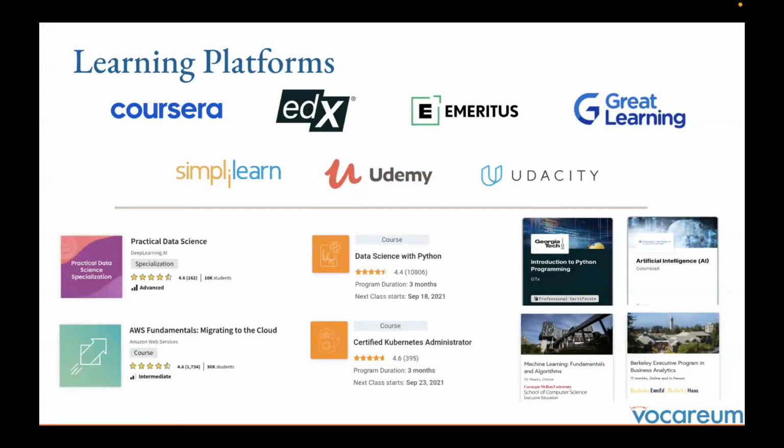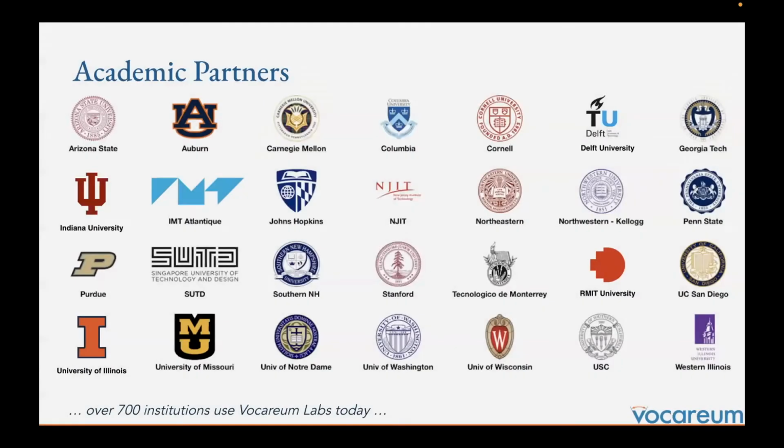So we are integrated with lots of different learning platforms. Here are some of our partners: Coursera, edX, Emeritus, Great Learning, Simplilearn, Udemy, and Udacity. We are in use in 1,000+ universities worldwide. A lot of them where we have a direct relationship, but some of them through our partners.